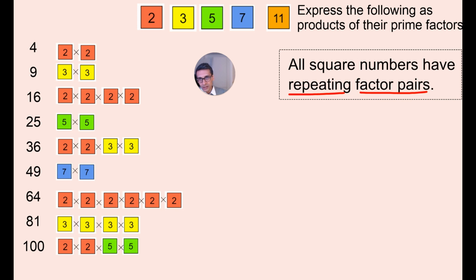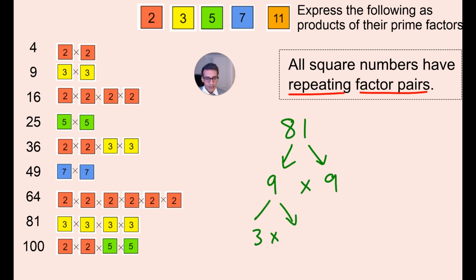And it kind of makes sense that this is the case because, for example, in the case of 81, we know that's just going to be the same number multiplied by itself. And when you break down that same number, you're just going to get the same factor pairs eventually.